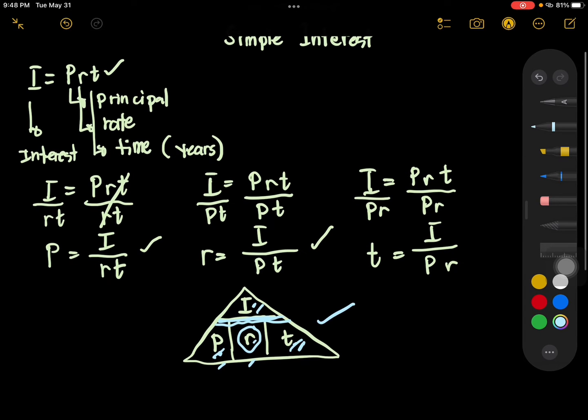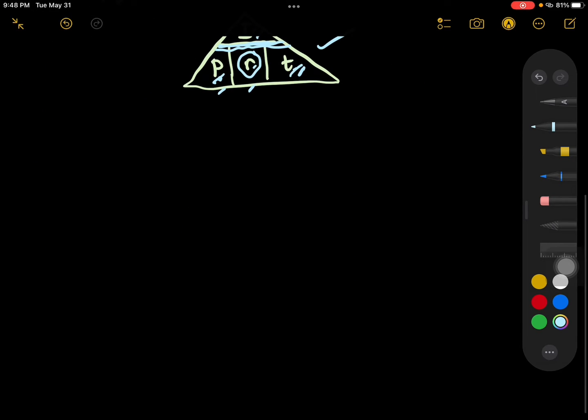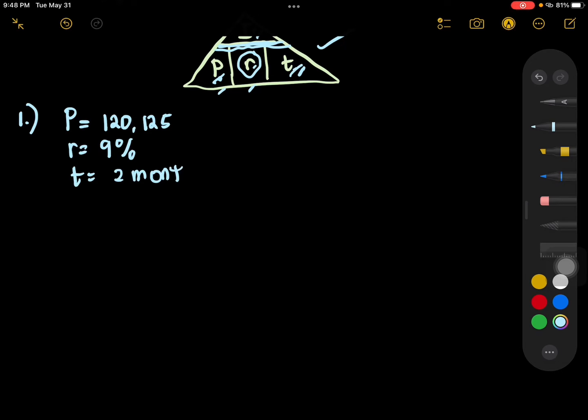Let's now solve the practice test. So we have 5 numbers here. So let's answer number 1. For number 1, you have this given. The principal is 120,125. And then your rate is 9%. And your time is 2 months. And then we are looking for the interest as well as the final amount.